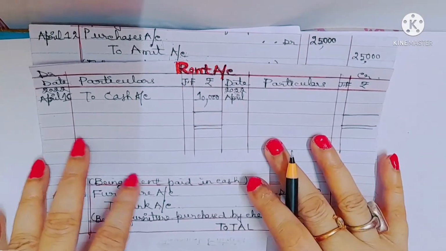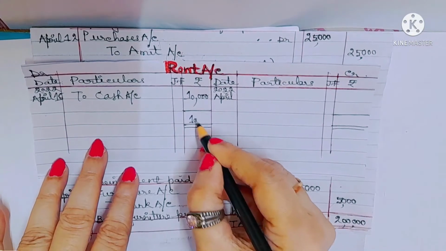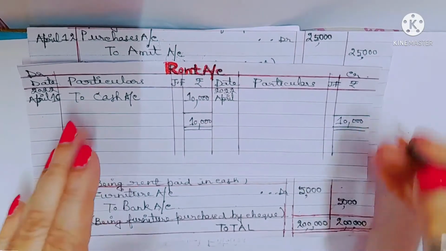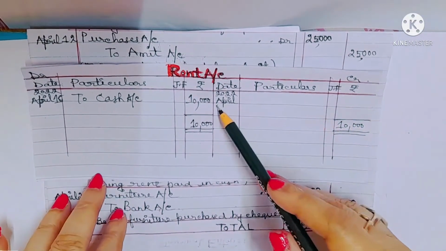10,000. No, it's a rent account transaction. Which side is greater? Obviously the debit side. So write down 10,000 on both sides. There is a shortfall on the credit side. How much? Nothing has been written, means 0. No transaction. 10,000 minus 0 means 10,000.